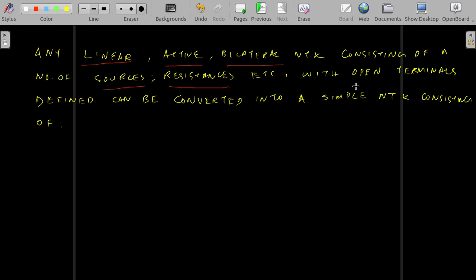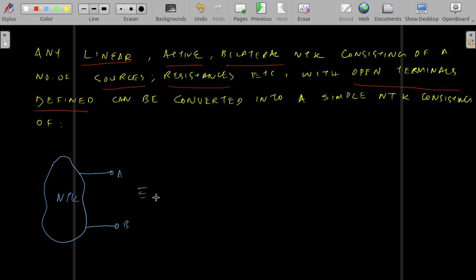And the other thing is that if we want to apply this theorem, we should have a defined open terminal. So such a network, that is any linear active bilateral network consisting of a number of sources, resistances, etc., with open terminals defined, can be converted into a simple network consisting of, let me just draw, that is, we have a network having the aforementioned properties, and we have two terminals defined in them. Let's call them A and B.